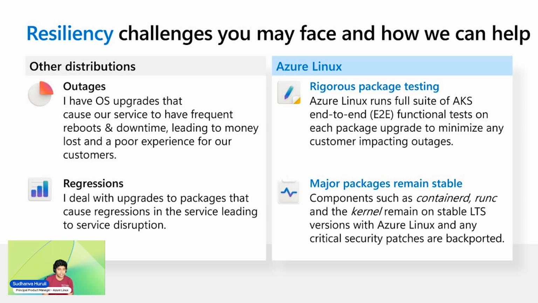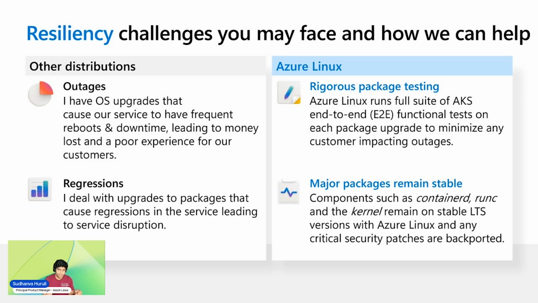Now, how does Azure Linux help with this or prevent these? I talked about how we do rigorous package testing. Anytime we do a release on any package that is in our AKS VHD, we are actually gating the release of that package on AKS end-to-end tests passing. This further increases the chances that our package releases will not affect customers. It goes through additional scrutiny, specifically for AKS.